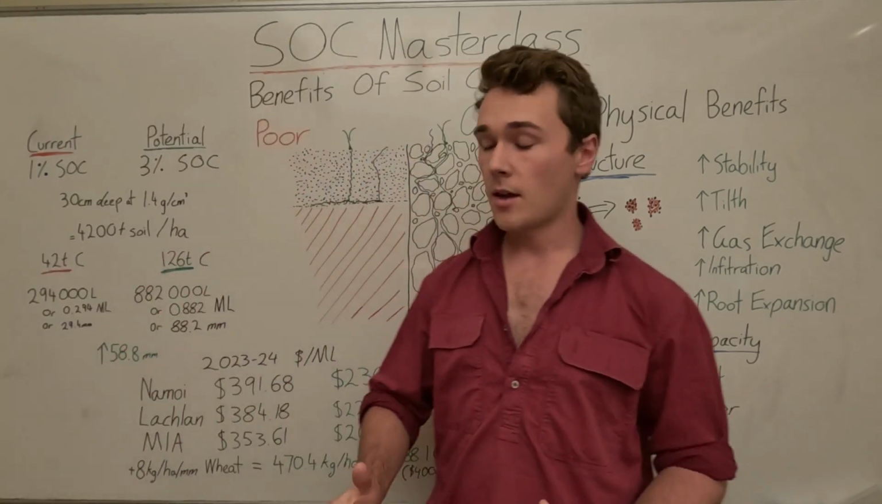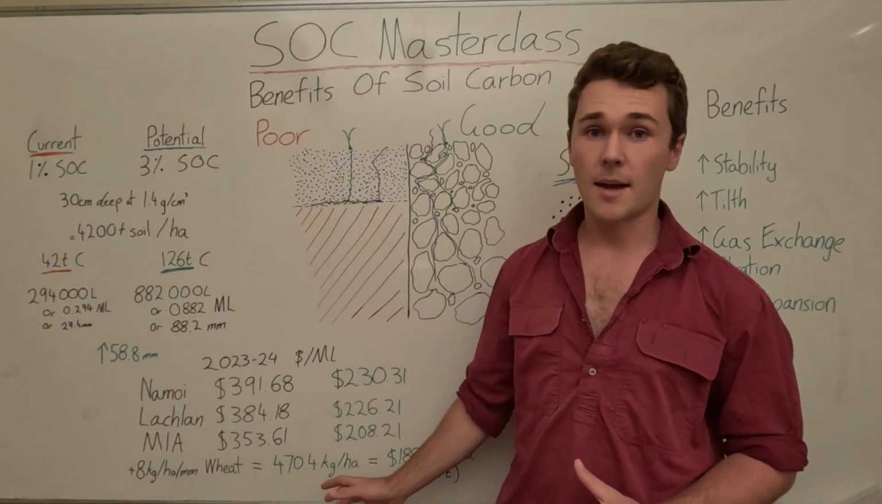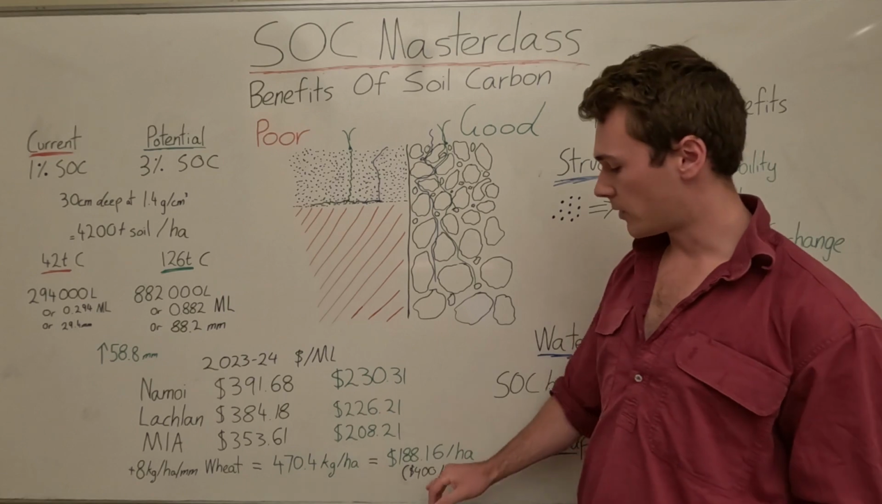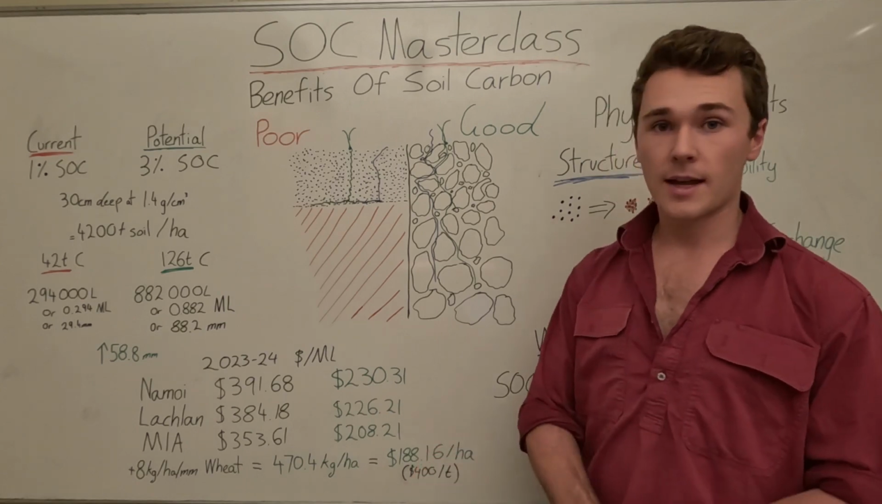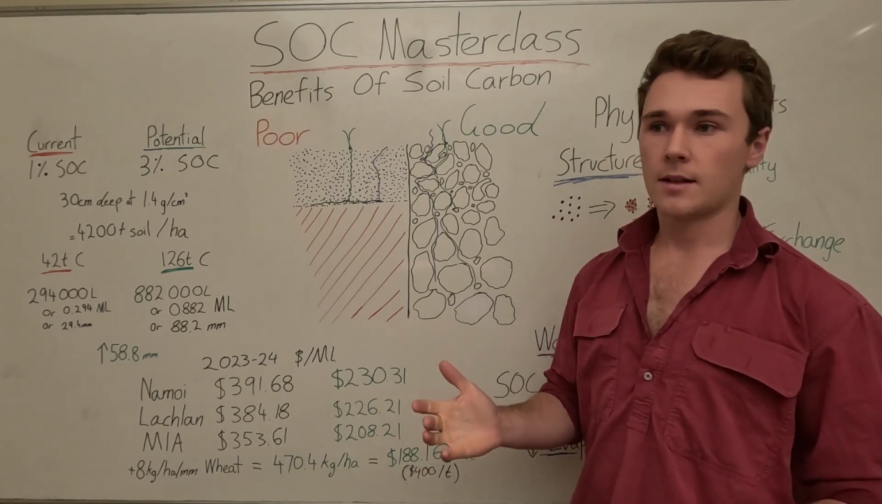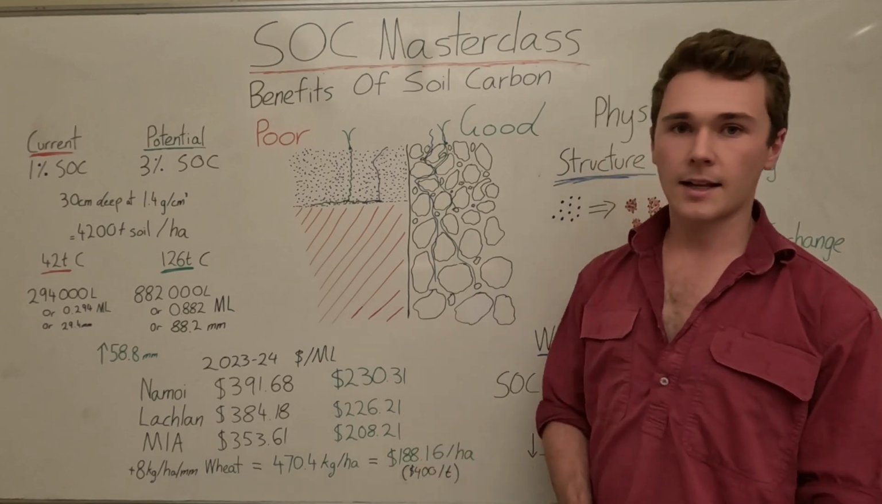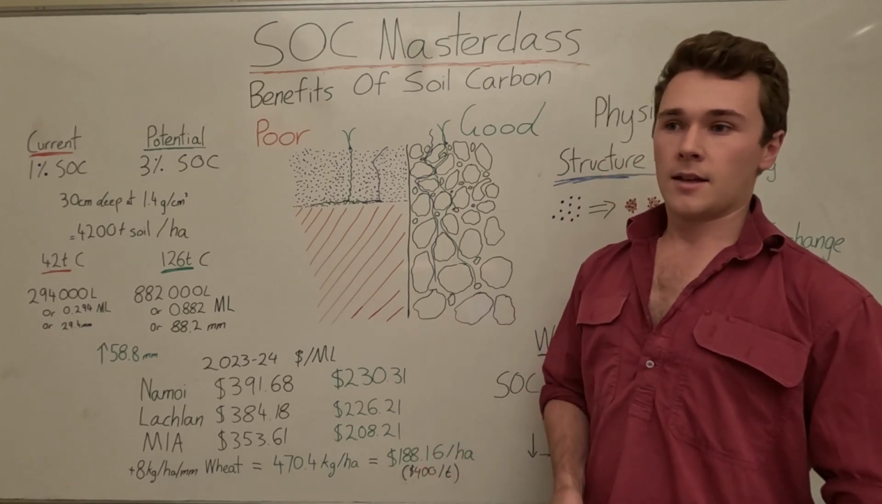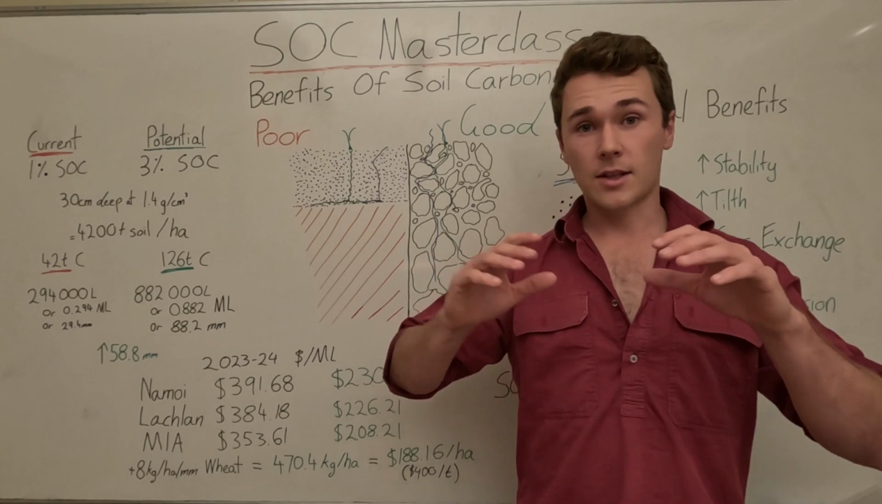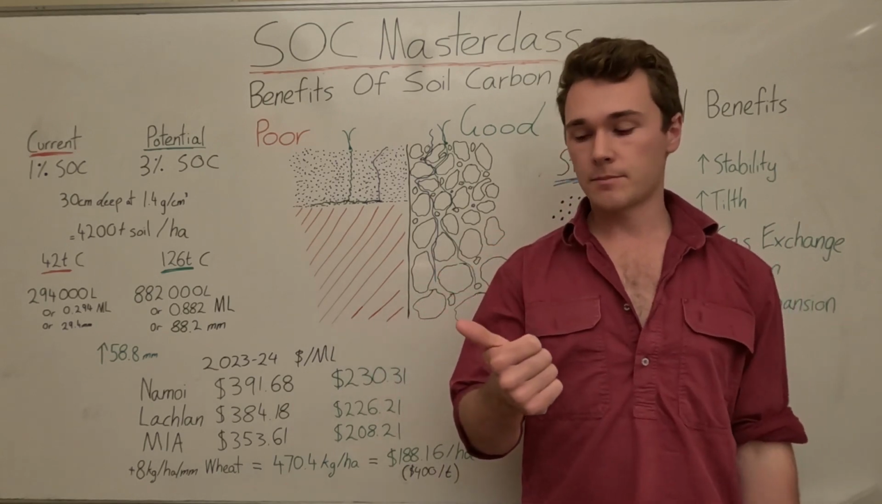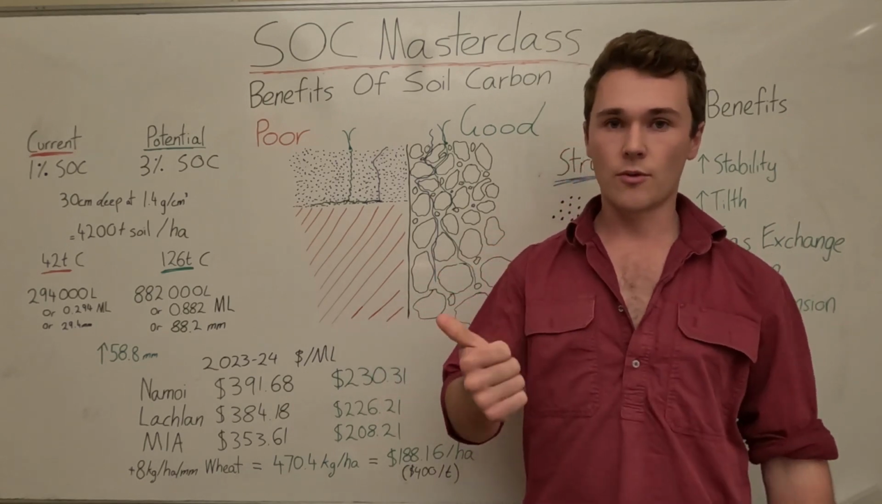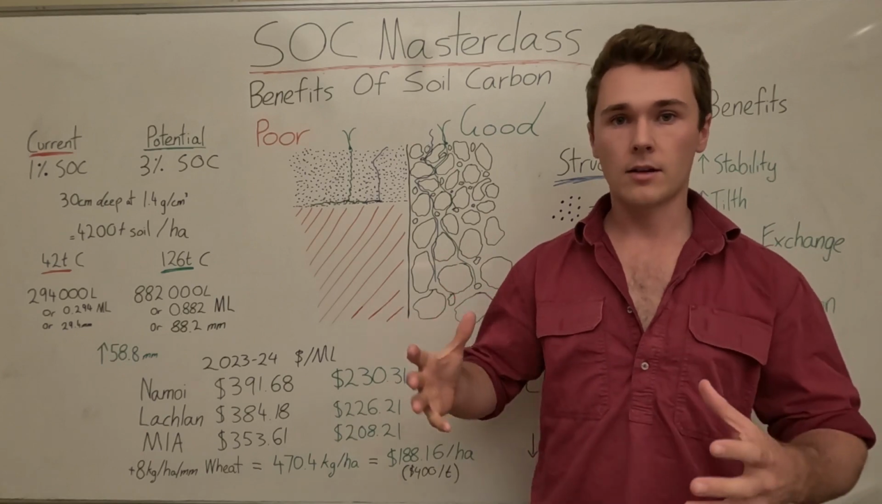So this really stacks up when we scale this across a big farm. We're increasing our revenue by $188 per hectare. Across the 1,000 hectare farm, that's going to be $188,000. Now also, mind you, a lot of that's going to go straight to the bottom line because our harvesting costs are basically going to be the same. We're still running over the same area of land.